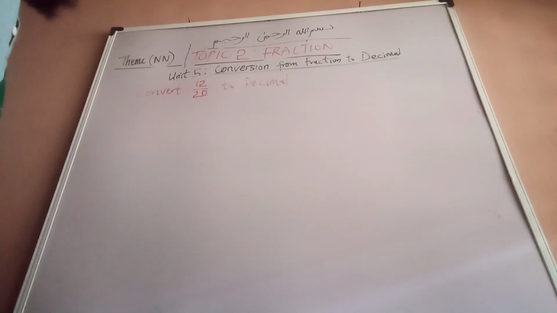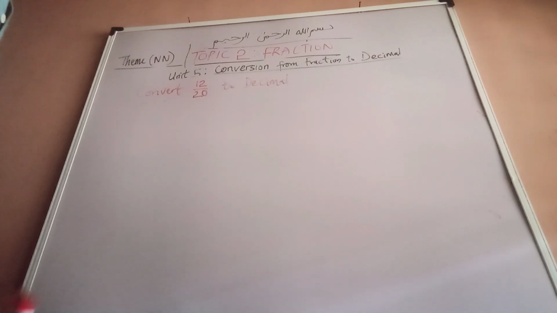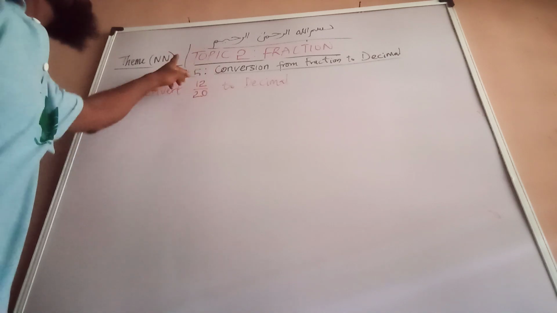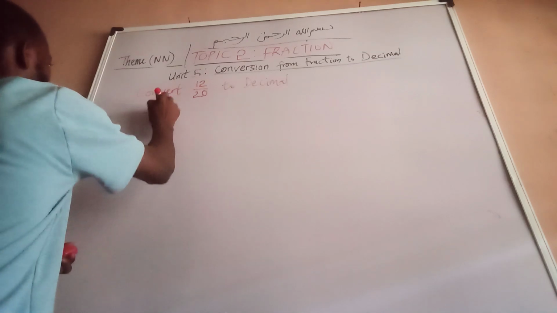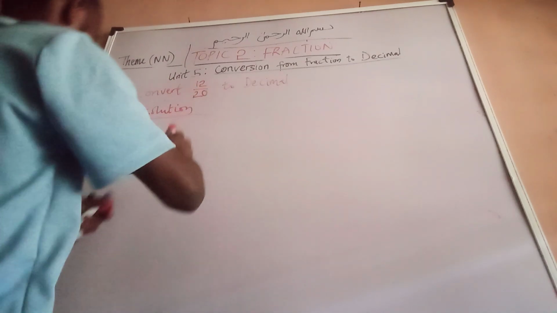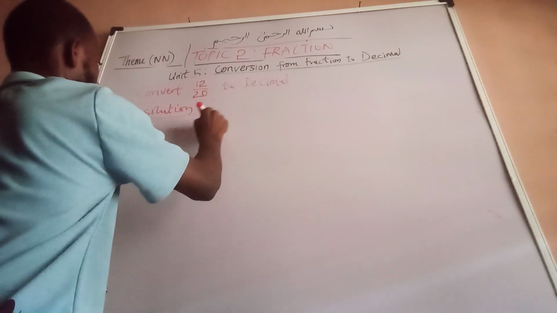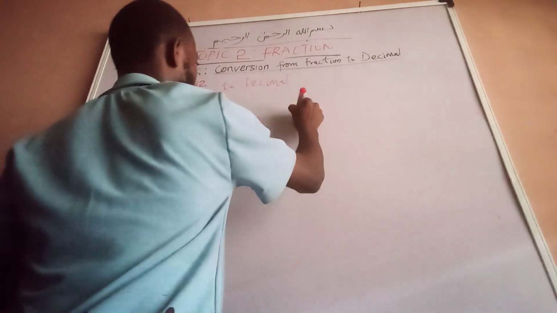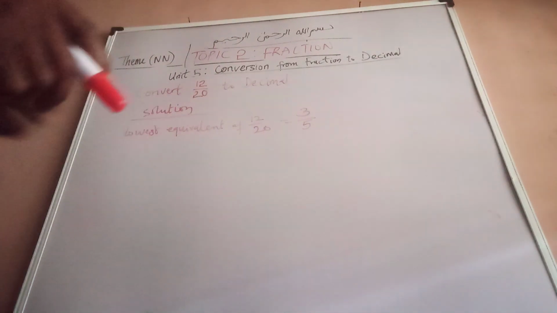Alright? To decimal. Now, the first step is that you look for the lowest equivalent of 12 over 20. You should know the number that can go in 20 and 12, which is what? 4. 4 can go in 20, 4 can go in 12. So 12 divided by 4, we have 3. So the lowest equivalent of 12 over 20 is: 4 goes in 12, 3; 4 goes in 20, 5. Nice one.